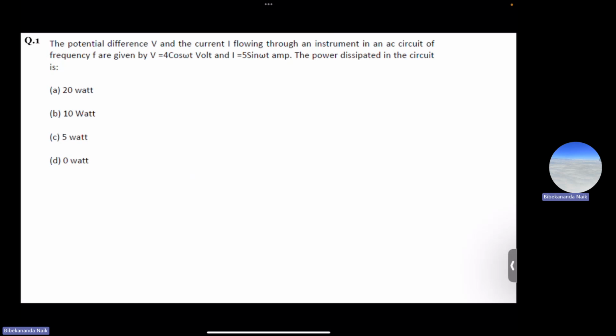So here the current and voltage expressions are given. Voltage is 4 cos omega t, current is 5 sin omega t, and we need to calculate the power dissipated. The options are option A 20 watt, option B 10 watt, option C 5 watt, and option D 0 watt. So these are the four options. I will give you a few minutes to try to solve this question, and then we will discuss what the correct answer is.